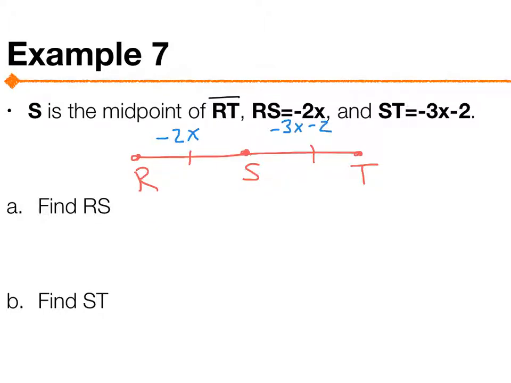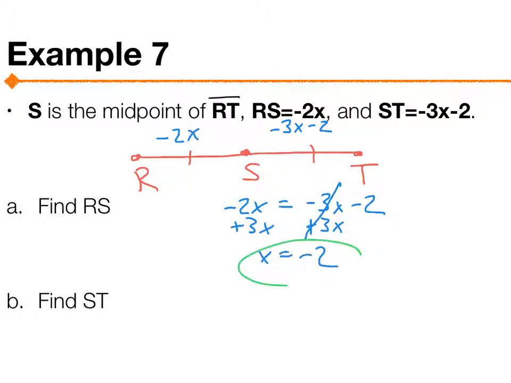So we can set these equal to each other. Negative 2x is equal to negative 3x minus 2. Add 3x to both sides. These cancel. This would be x is equal to negative 2.